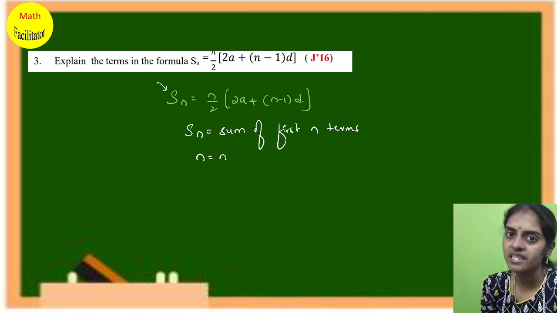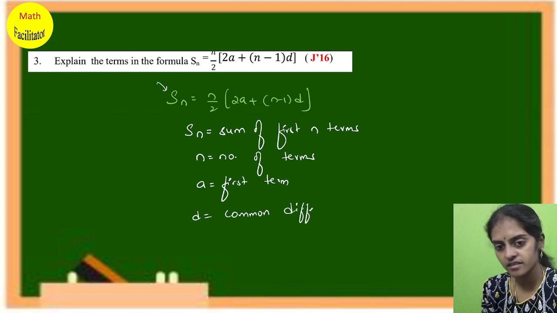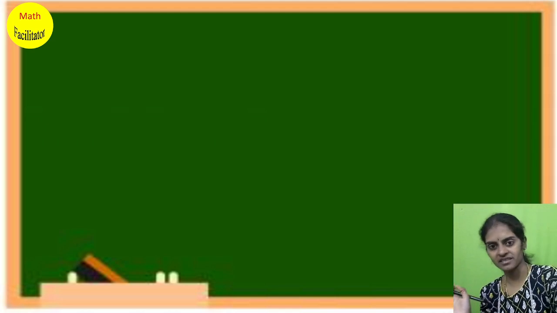n is nothing but the number of terms. a is the first term. I want all of you to write this, note it down. d is the common difference. Simple. Writing this will give you 2 marks.